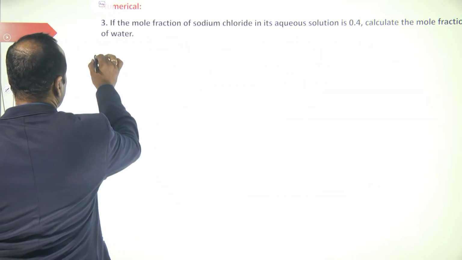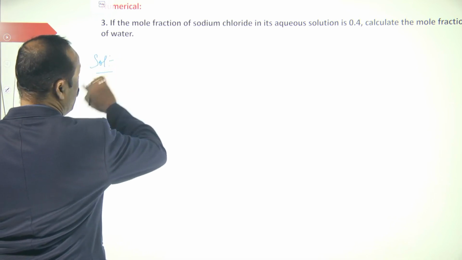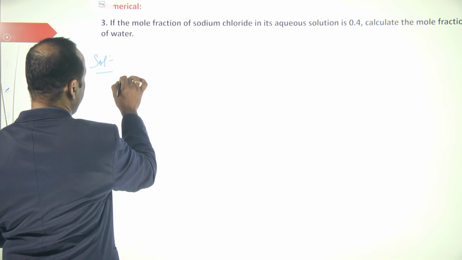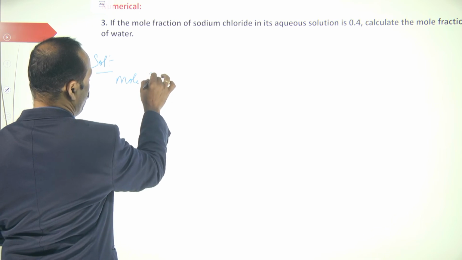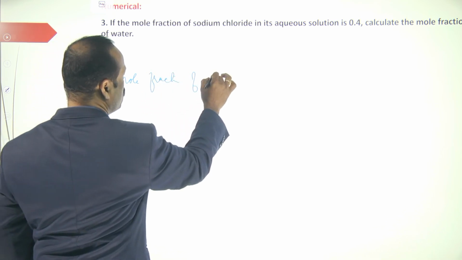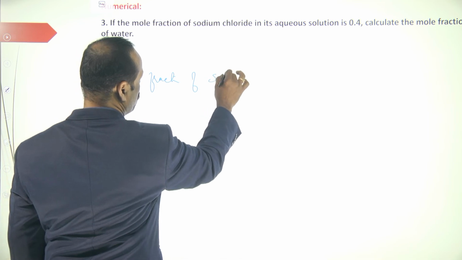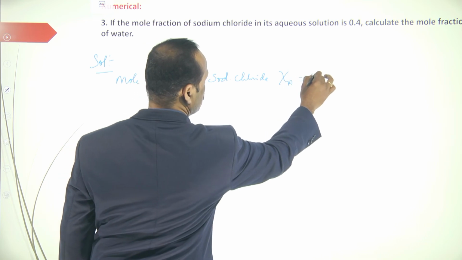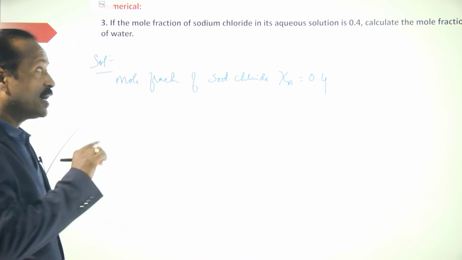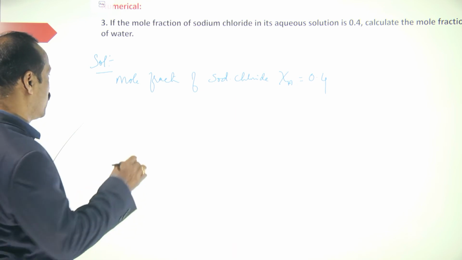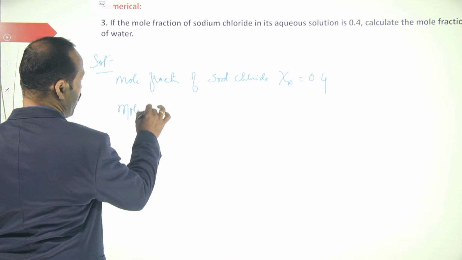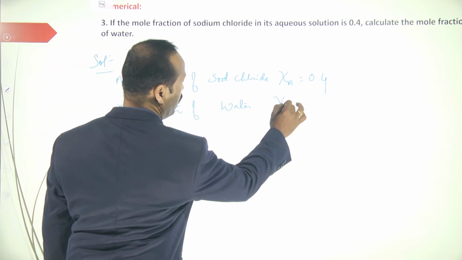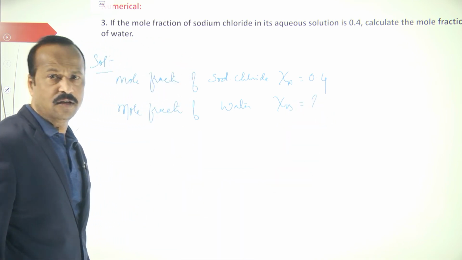So see students, now the solution. What is given? The mole fraction of sodium chloride, that is the solute. So write mole fraction of sodium chloride, Xa, is equal to 0.4. This is given. Now they are asking to calculate the mole fraction of water. That is denoted by Xb. This you have to calculate, right? So how can you calculate?